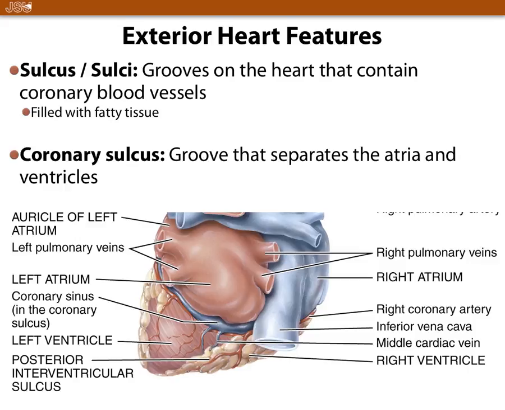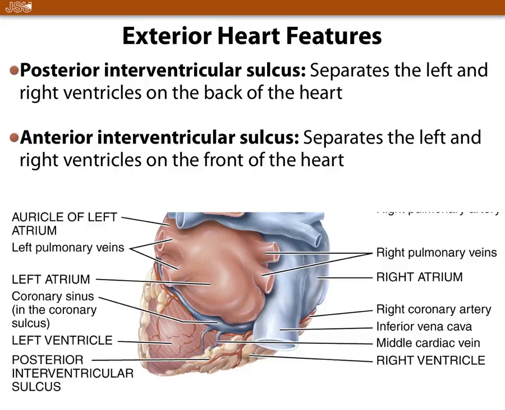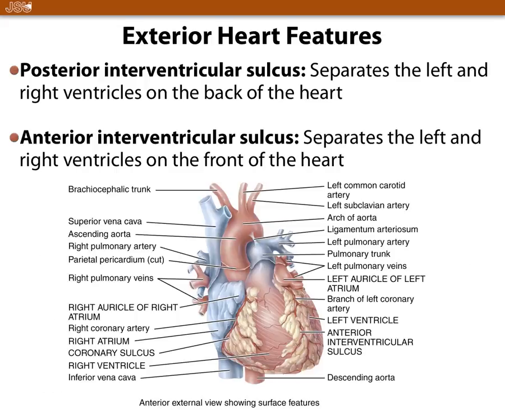Sulcus, or sulculi, or sulci, any way you want to call it. These are grooves on the heart that contain the coronary blood vessels. When you see a heart, these will actually be covered with fatty tissue. You'd have to pull away the fatty tissue to see them. Coronary sulcus, this is a groove that separates the atrium and the ventricles. And you can get those definitions yourself.